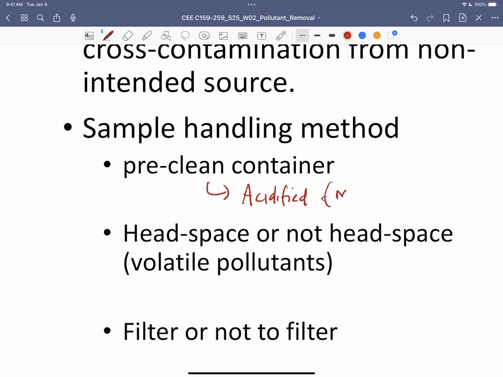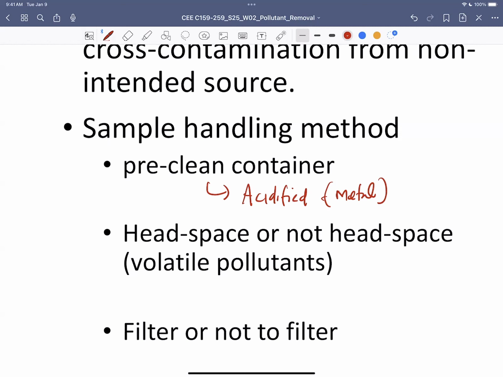Acidified for metals. Because if you add a little bit of acid, whenever you take the water, that acid will mix with the water and make the pH low. That makes the metals stay dissolved for a long time. So you may have to acidify it if you have to take the samples for metals. If not, as soon as you collect, you spike a little bit of high concentration acid, so that it can stay dissolved. So this is important for the metals. For others, you just clean the containers.